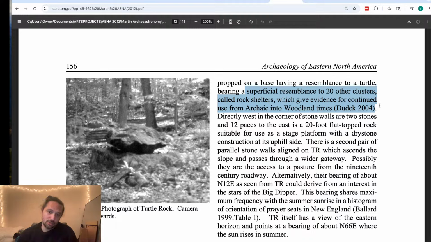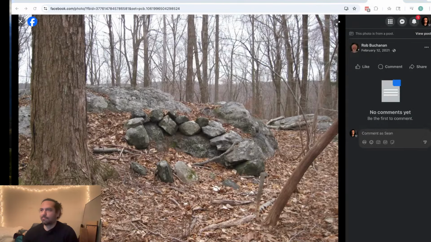So he's just saying superficially it looks like other rock shelters, i.e. this Dudek 2000. Now I'm curious. All right, I'm gonna use my little trick, and then I'll be right back with the paper. One second. Can't really give my trick away here because it's not fully... Let's see.